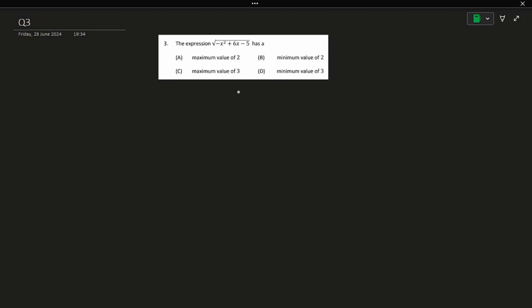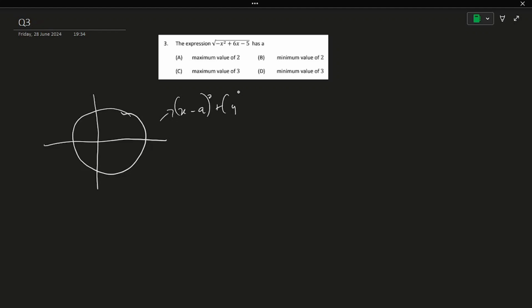Before we solve for this expression, we first need to know what this expression is. This kind of expression resembles an equation of a semicircle. What do I mean by that? We know that a circle is like this, a basic circle. The equation of a circle is, I'm sure you know this by now, (x minus a) squared plus (y minus b) squared equal r squared.